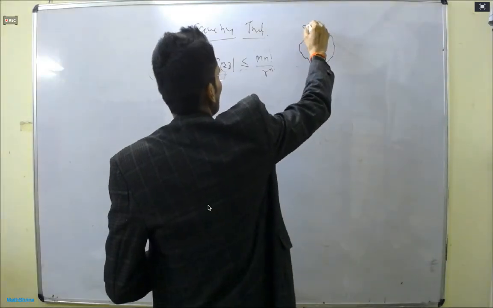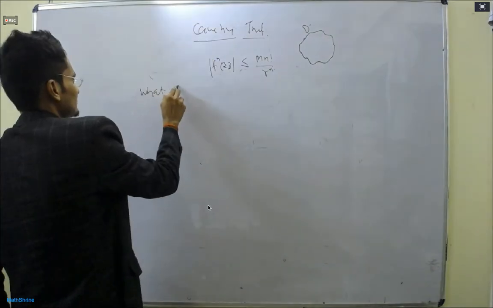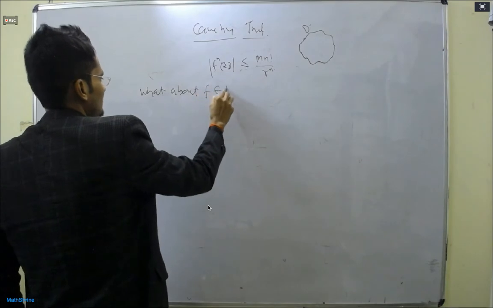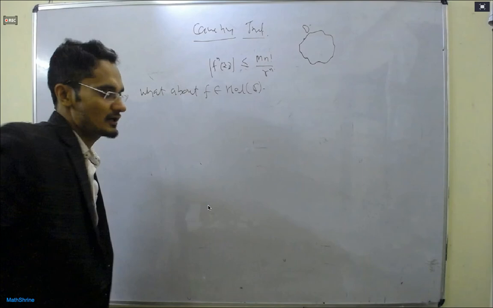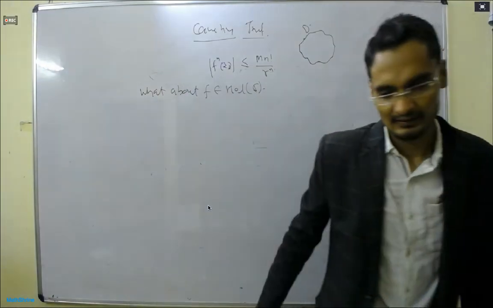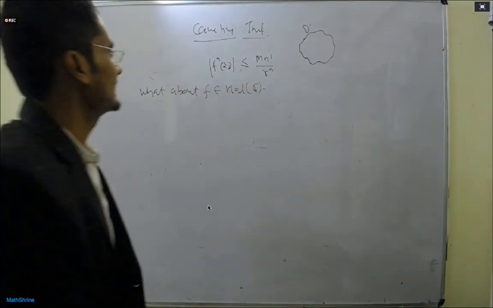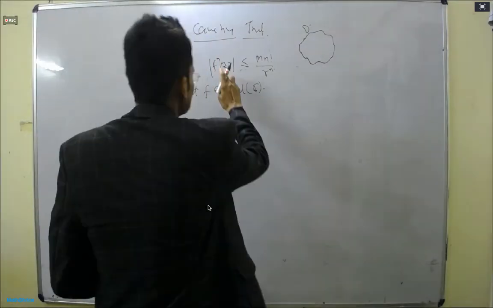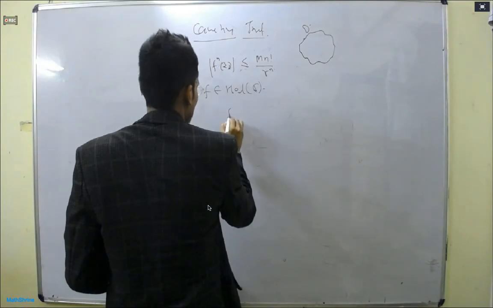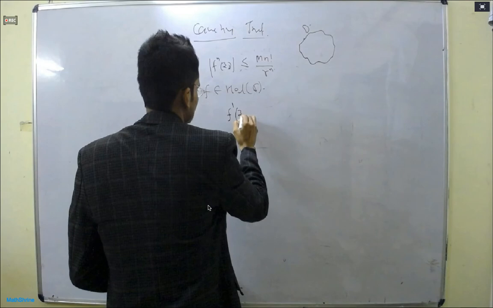Anybody? Any hint? I am giving you 2 minutes. This is very essential. Under what condition? How can I apply it? If I can give you a hint, for n equal to 1, the modulus of f dash z will be less than or equal to M by r. That is for the first derivative.